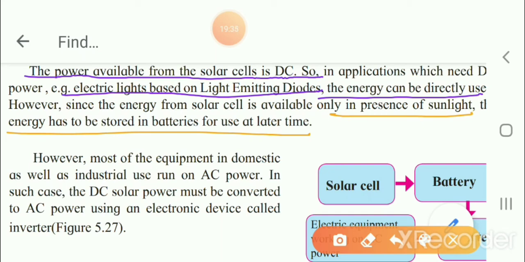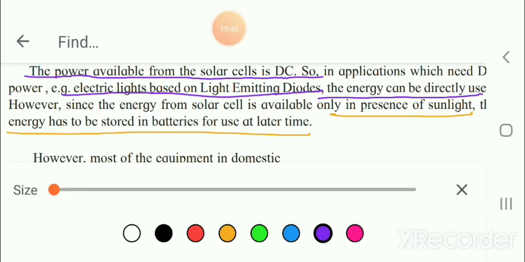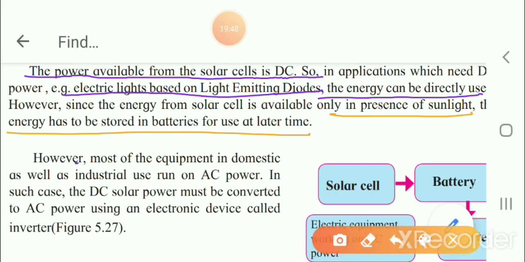Now, however, most of the equipment in domestic as well as in industrial use runs on AC power. So that point you have to keep in mind, that most of the equipment which we are using at home, as well as in the industries, runs on AC power. AC means alternating current. So the DC solar power must be converted to AC power.